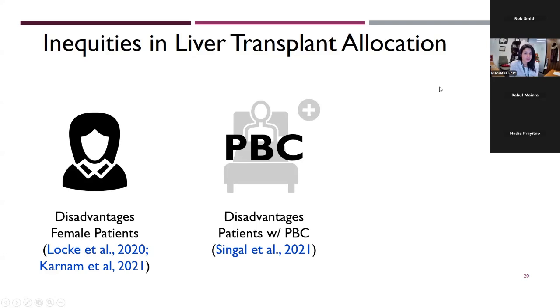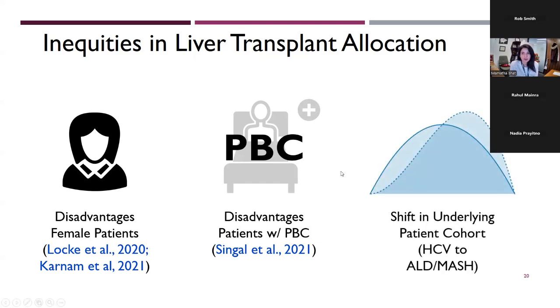Patients with PBC, so primary biliary cholangitis, wherein their bilirubin is the most important reflection of their disease severity. Unfortunately, the bilirubin is underweighted in the MELD scoring system, and so their disease severity is not well reflected. When the MELD score was developed initially, the patient population was hepatitis C heavy, and now we see more ALD and MASH, so alcoholic liver disease, and metabolic associated steatohepatitis.